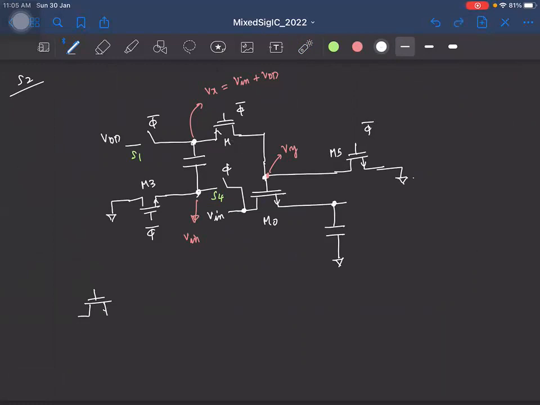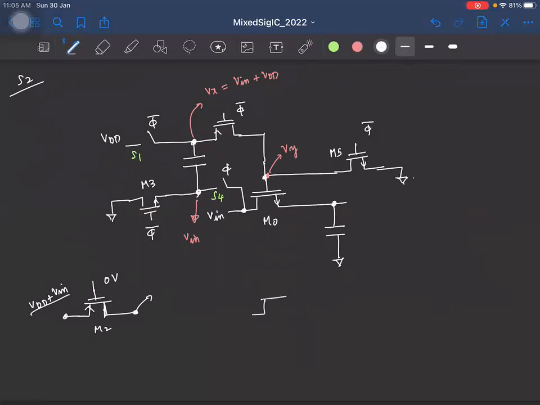Sorry, this is my M2 switch. So what happens when we want to turn the switch on? We pull the gate of this transistor to 0 volts, and when it is on, this voltage is VDD plus Vin. Okay, and the MOSFET easily turns on and makes sure that this voltage is also close to this voltage. Okay, and when the switch is off, what happens?